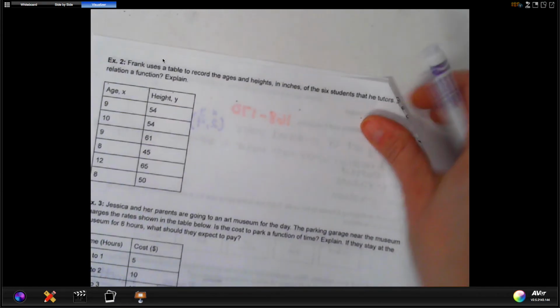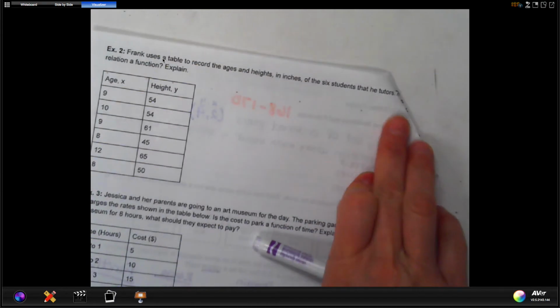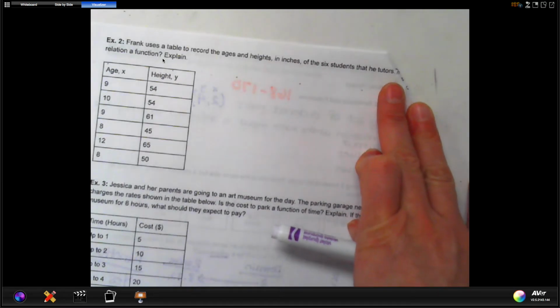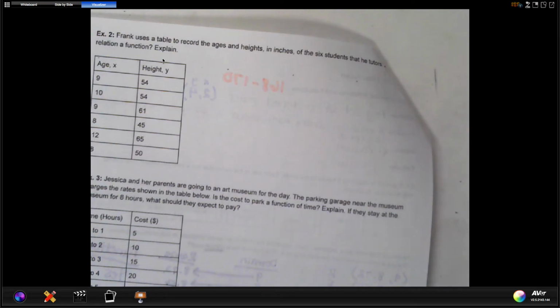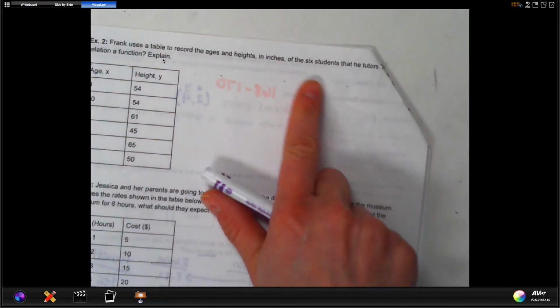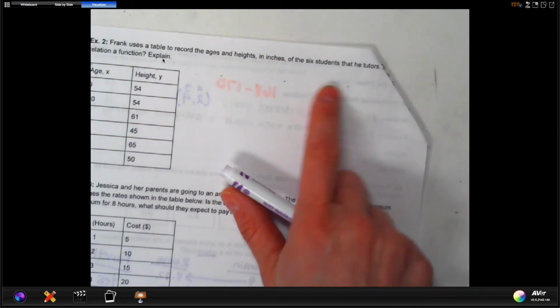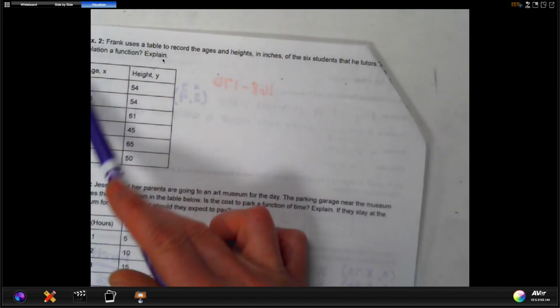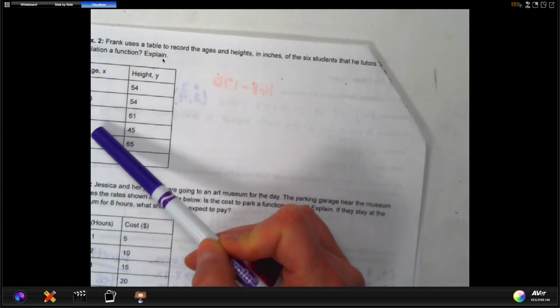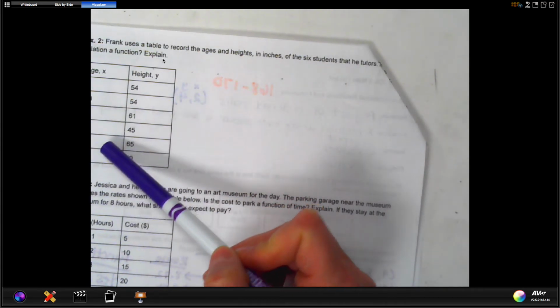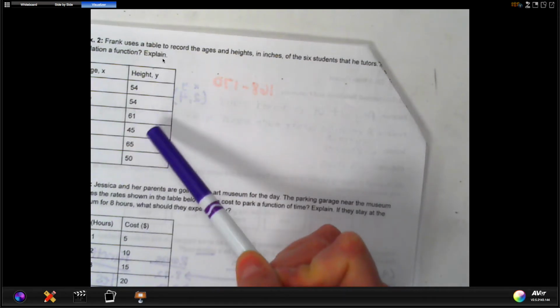Okay, so let's look. Turn the page if you've got it with you. Examples 2 and 3 are what we're going to get through today. Example 2 is this, and this is also in your book if you're at home. Frank uses a table to record the ages and heights in inches of 6 students that he tutors. Is this relation a function? Explain. Again, this is a real life scenario. These are kids that he tutors. Their ages are 9, 10, 9, 8, 12, and 8. Those are all different kids, and this is how tall each of them are.